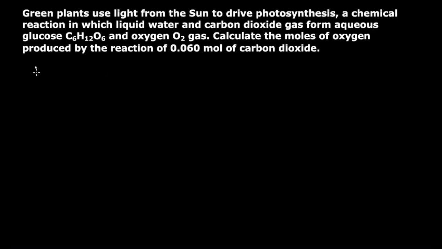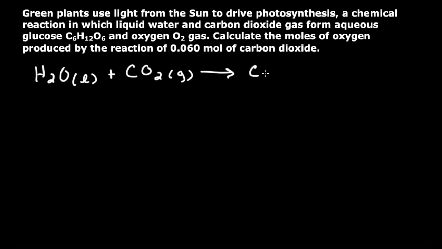So I'm going to write down H2O, and that's going to be a liquid, so I'll put an L in parentheses for liquid, and that's going to combine with carbon dioxide. So let's put down CO2, and that's a gas, and those two things are going to produce glucose, C6H12O6, and that's going to be aqueous. I'll write AQ in parentheses, and it's also going to produce oxygen gas, O2, with a G in parentheses for gas. And the first thing you want to do is balance the reaction. So let's go ahead and do that.